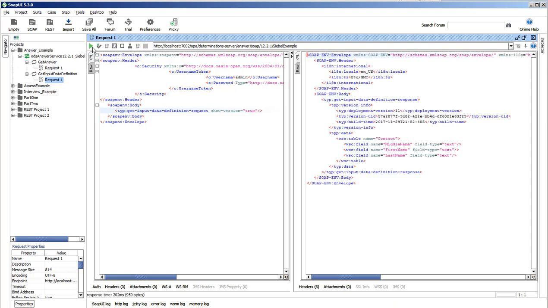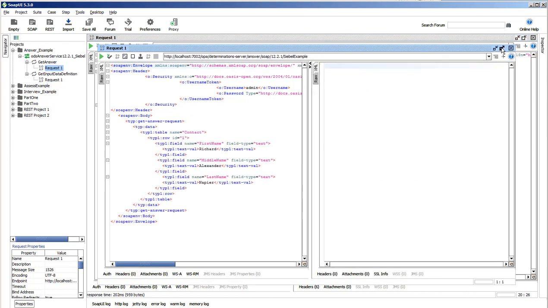And when I make the request, the response is the OPA abstraction of the data requirements. So we might think of it as Siebel is going to load data, but basically what OPA says is there's a contact table with 3 fields. So the answer service is always going to be using those definitions.